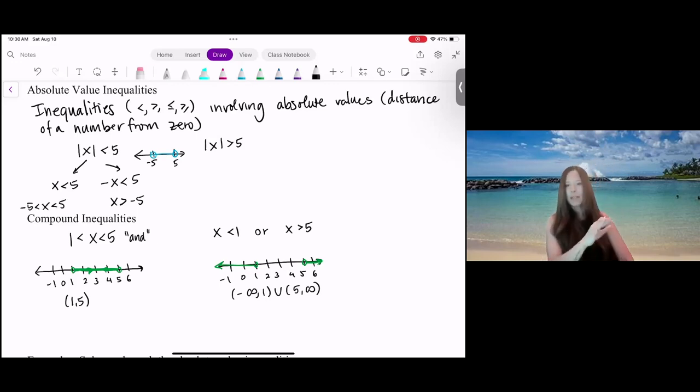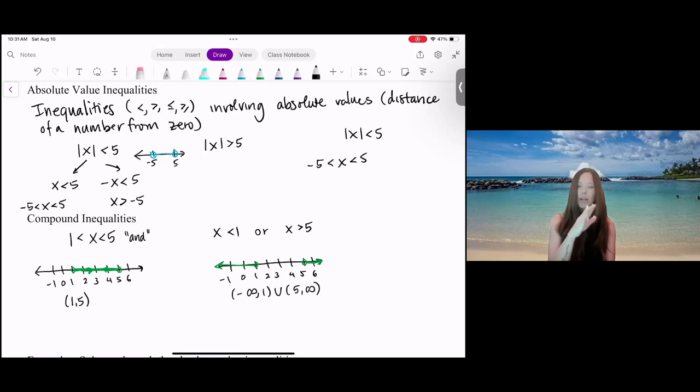So when you have a less than in your inequality to begin with, that turns into an and compound inequality. And the way in which I actually like to write that is, instead of writing absolute value of x is less than 5 as two separate equations, I would rewrite that as negative 5 on the left, less than x, less than 5. And then I would solve from there. That's the strategy that I'm going to be using.